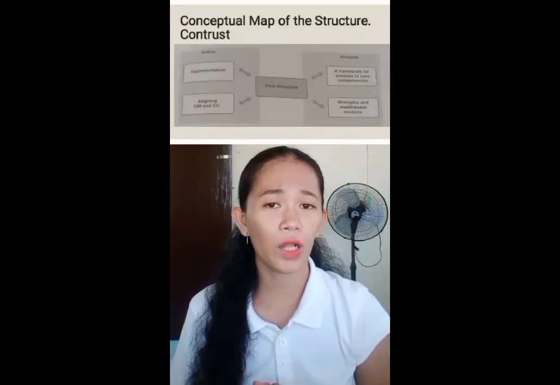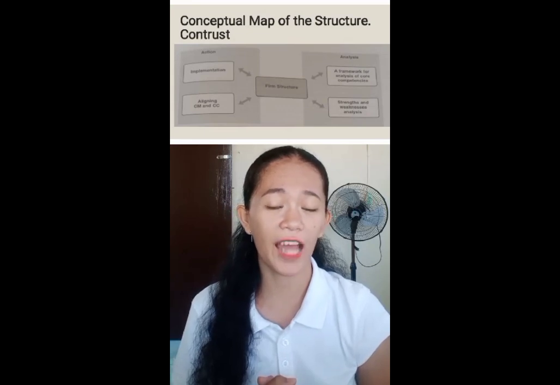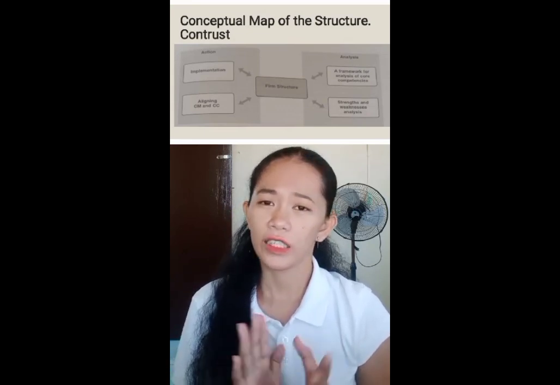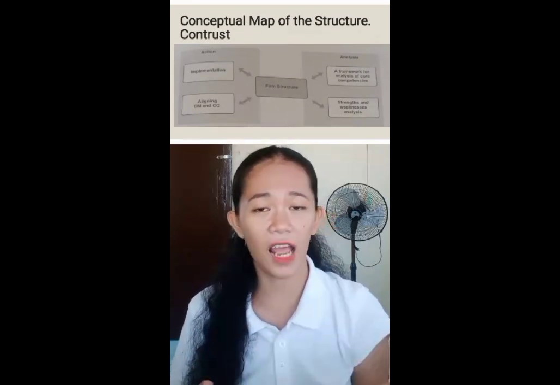So, the next topic is about the conceptual map of a firm structure and contrast. So, the provided image depicts the concept map illustrating the interplay between a firm structure and contrast, a term which is likely a blend of context and trust. So, this map is divided into two main sections, actions and analysis. So, these sections interact with the central element.